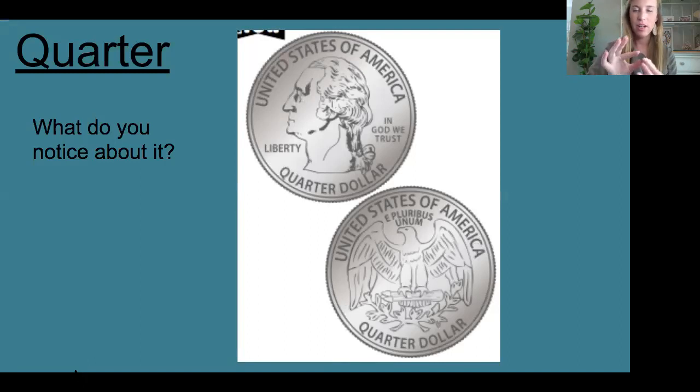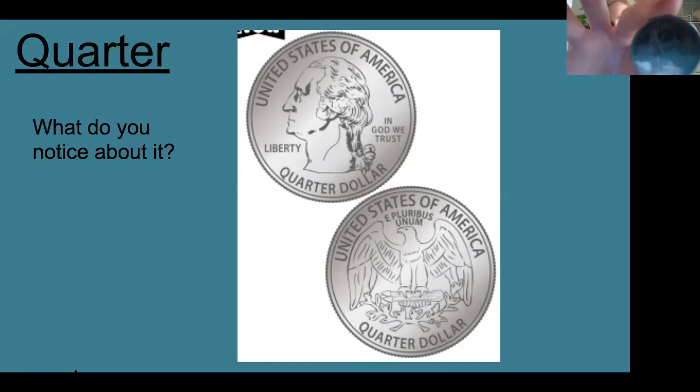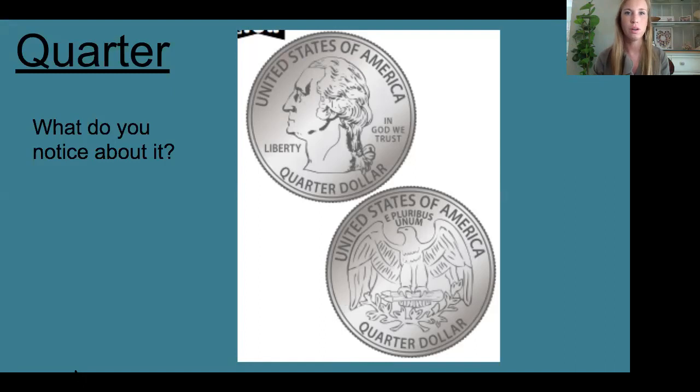So if you notice on the front, we have George Washington on the front of the quarter. He was our first president of the United States. And on the back, we have the eagle, but not all quarters have the eagle on the back. We have a lot of quarters that symbolize states. For example, this one is the one from Massachusetts. And then we have also special edition quarters as well.